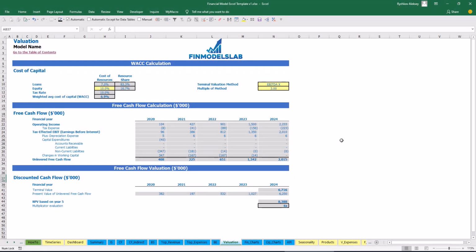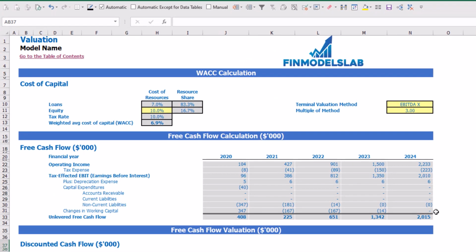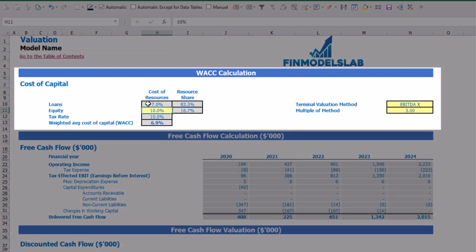On the valuation tab, you may see the calculation of company valuation based on the cost of equity, which you may input here, and the cost of loans you previously inputted on the dashboard. The calculation of resource share you may see here, there is also the tax rate, and here you may find the weighted average cost of capital.